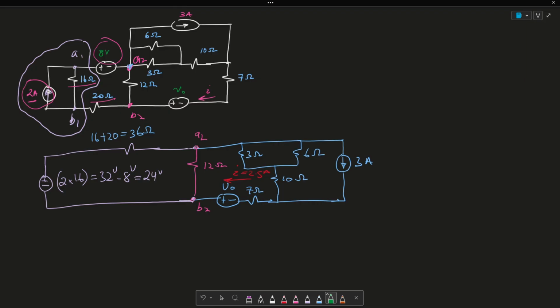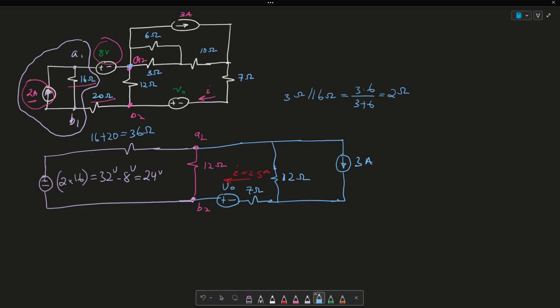Okay, so let me do some simplifications here again. This here can be simplified as a 3 ohm resistor in parallel with a 6 ohm resistor. And remember again, that's 3 times 6 over 3 plus 6, which is just essentially 2 ohms. So what I'm going to do is rewrite this as just a 2 ohm resistor. And obviously 2 ohms is in series with 10 ohms, so that just becomes one resistor of 12 ohms.